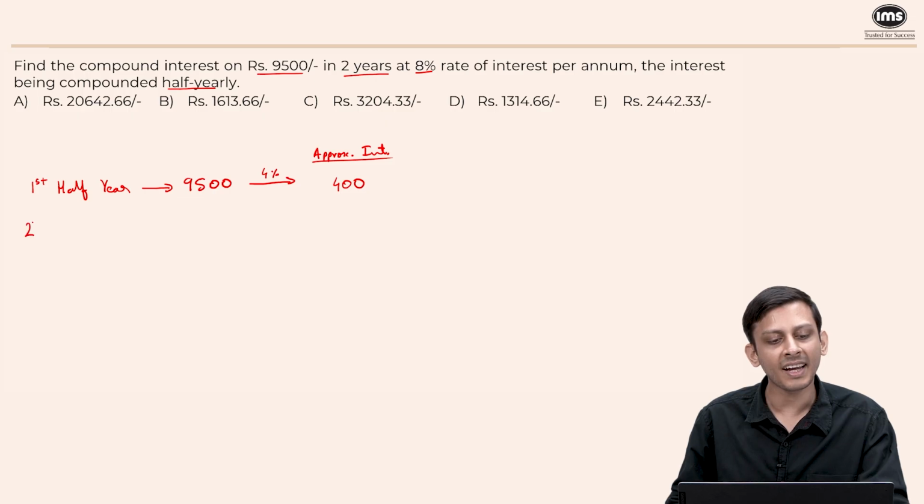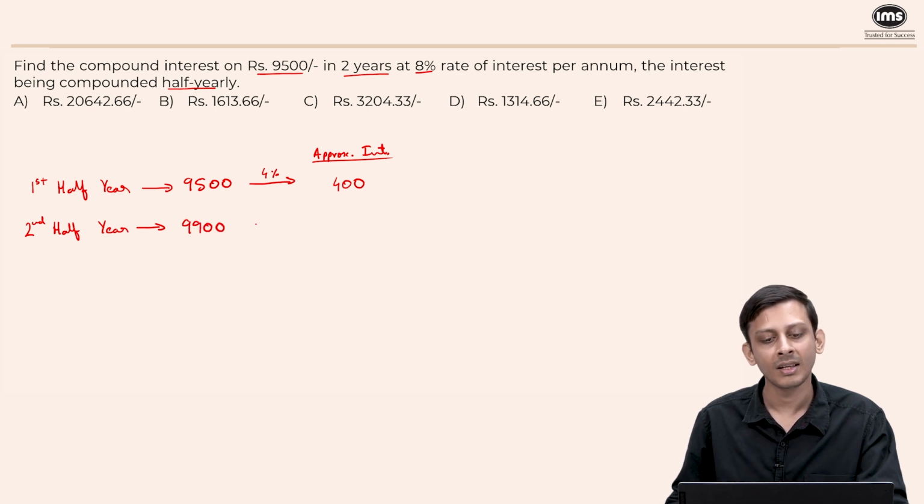And now if we come to the second half year, the total money that we will have will be 9,500 plus 400, which is 9,900. And interest will be 4% of that. 1% is 99, approximately 100. So 4% will be approximately 400.